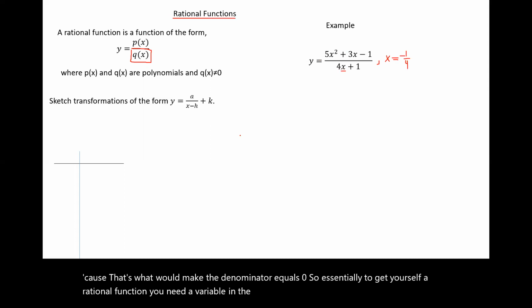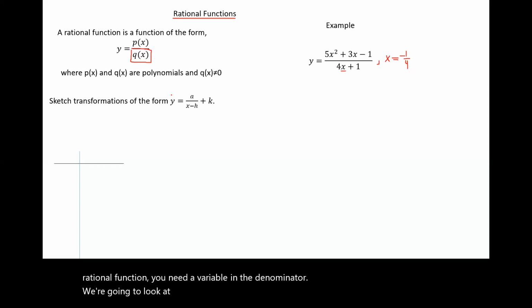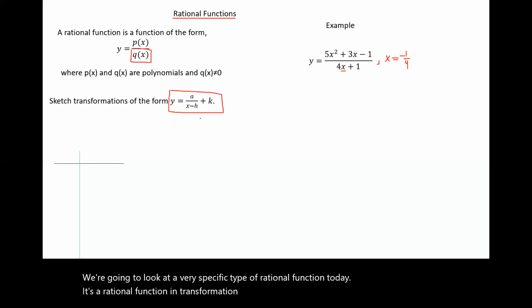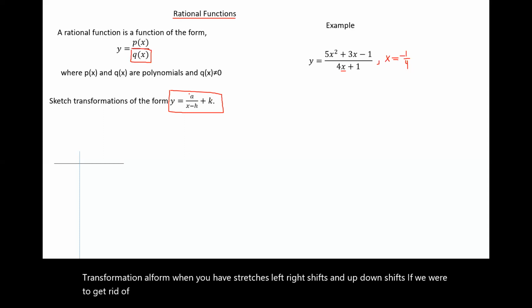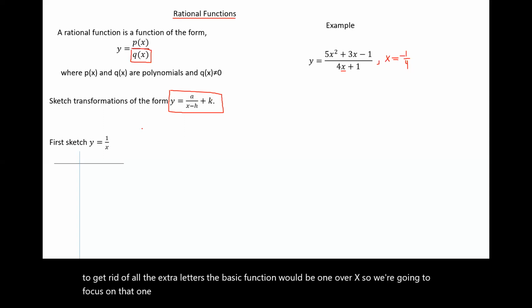We're going to look at a very specific type of rational function today. It's a rational function in transformational form. Transformational form is when you have stretches, left-right shifts, and up-down shifts. If we were to get rid of all the extra letters, the basic function would be 1 over x. So we're going to focus on that one first. If you know what that one looks like, that's great. If you're unsure, let's draw that one together.